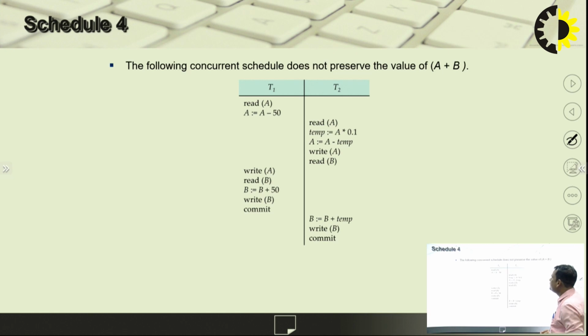Next example: first T1 is executed, then T2 is executed, then T1 is completed, then T2 is completed. This is known as a conflict serializable or non-serial schedule.